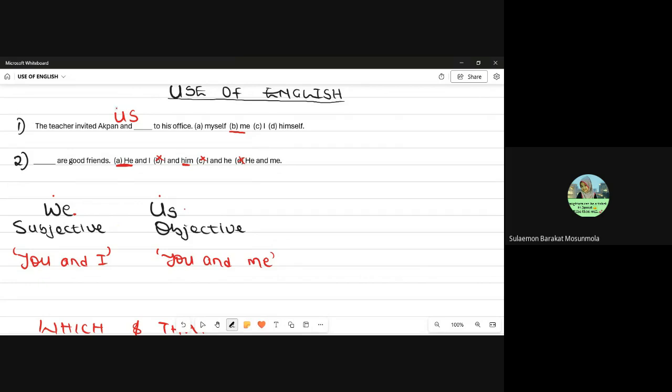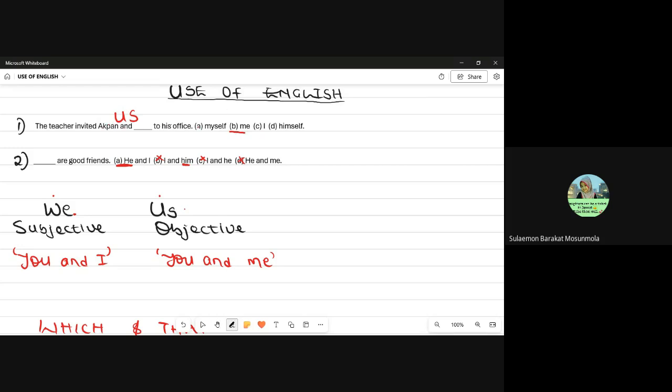So let's look at the first sentence again. The teacher invited Akpan and dash to his office. Myself, me, I, and himself. Now, if you want to fit in this gap, it would be "the teacher invited us." Yes or no? Yes. It will be "the teacher invited us to his office." And we already said when you use "us," use "you and me." The teacher invited you and me to his office.